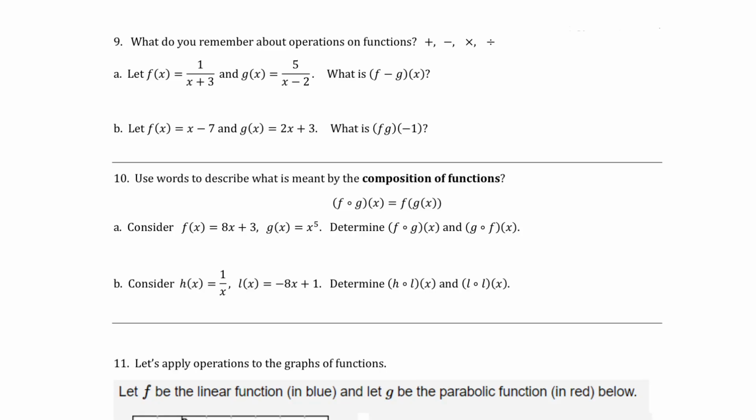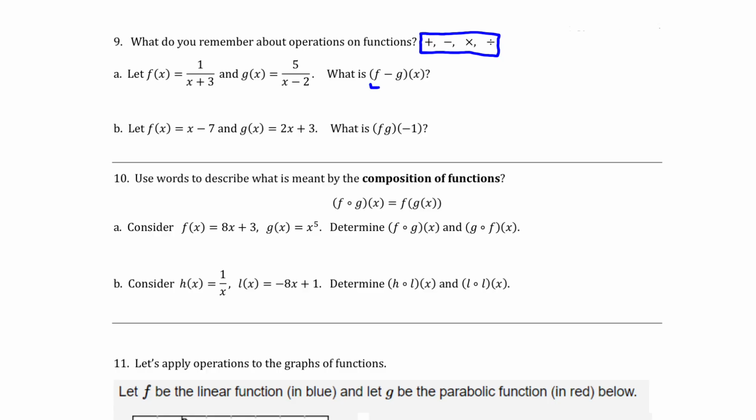Hello students. Since I didn't get the opportunity to discuss this with you in class, I quickly wanted to go through 9, 10, and 11 because these are fundamental concepts that you have to understand. So we're talking about operations on functions, and this is where we combine this function notation with our basic operations of add, subtract, multiply, and divide.